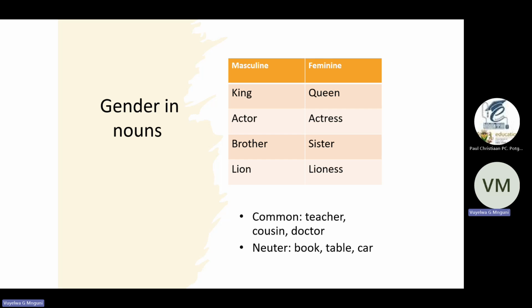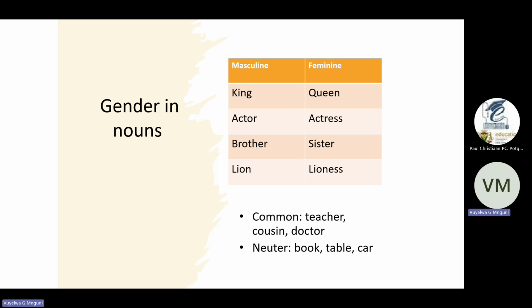For example, let us first look at masculine and feminine forms. We say king, but we cannot say king to a woman. Now king becomes queen. We have actor. In a feminine form, it becomes actress. We have brother. In a feminine form, it becomes sister. Then we have lion, which becomes lioness. We have a lot of examples that we can use. We can have boy, then it becomes girl.